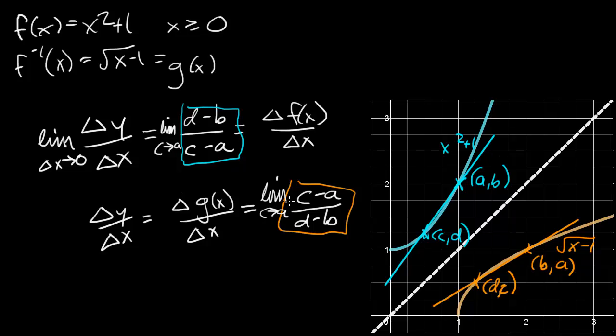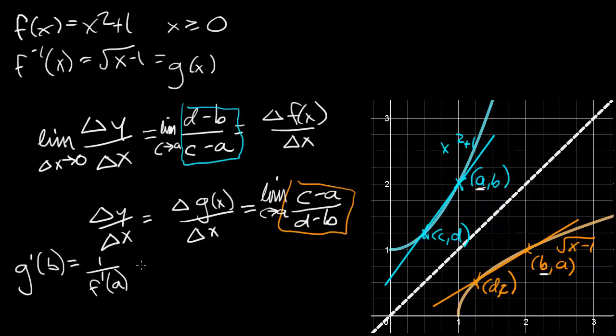c approaches a. We could also switch it up and say d approaches b, but they're going to be the same thing. So let's write these derivatives as equations. We just showed that g prime of b, where x equals b, equals 1 over f prime of a, right? f prime of a, here's our x coordinate, here's our x coordinate.